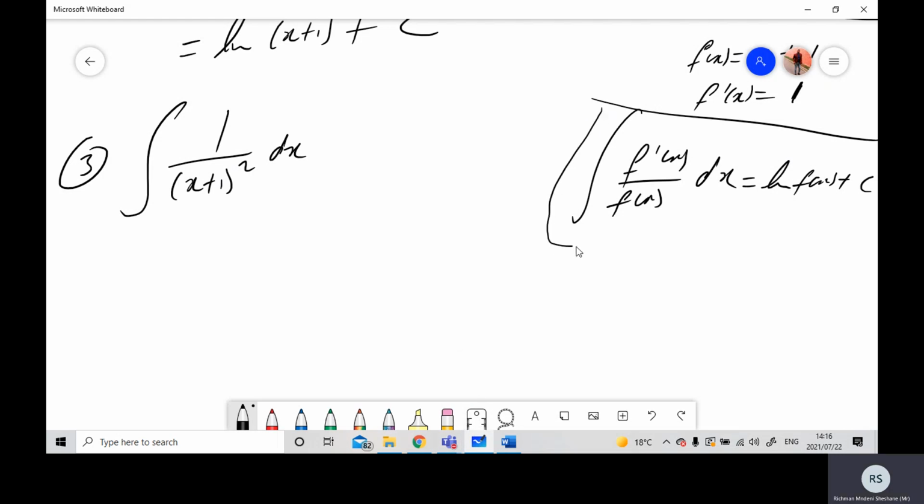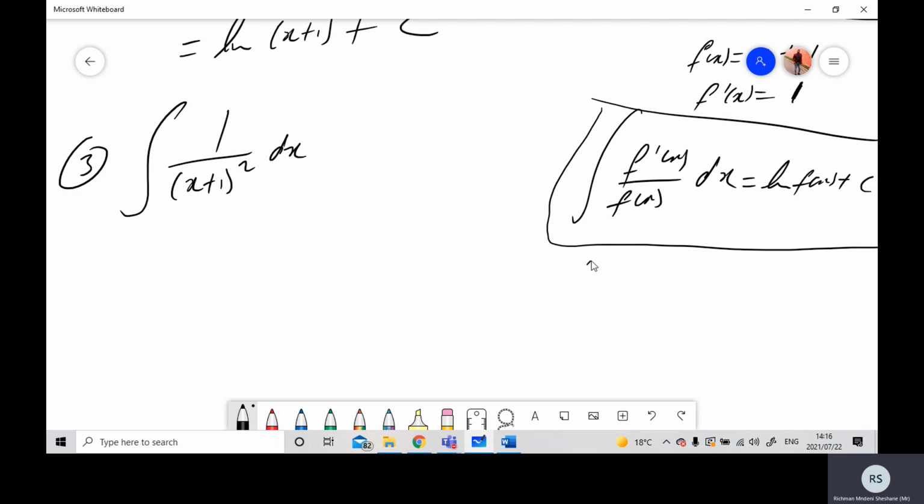You can apply this standard integral if you have f prime over f of x, and your f of x is to the power of 1. Now, let's say you let f of x be x plus 1, but now it's to the power of 2. If f of x is to the power of any other number, use the first standard integral.